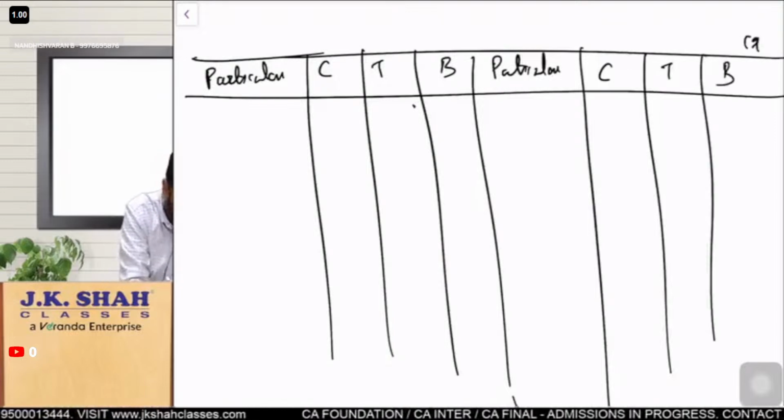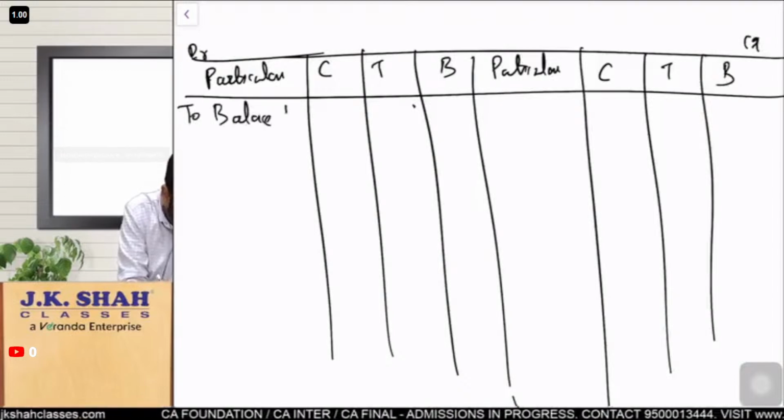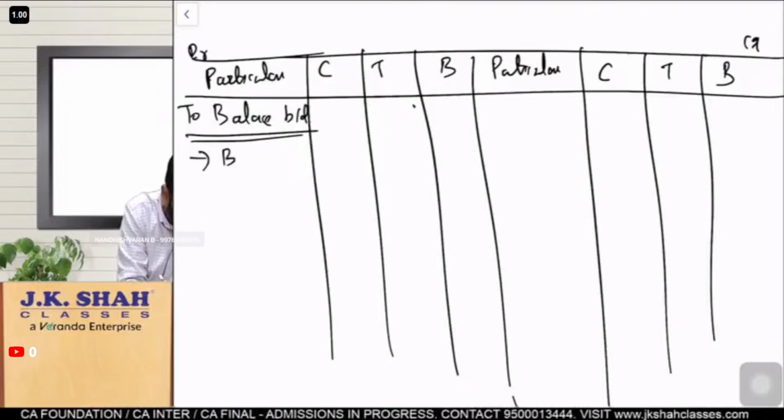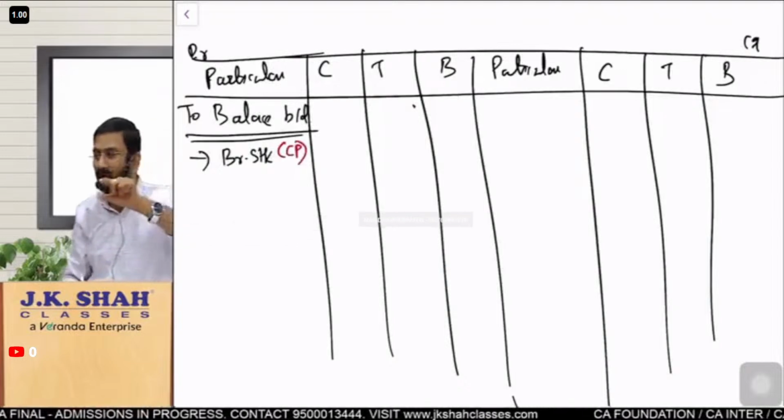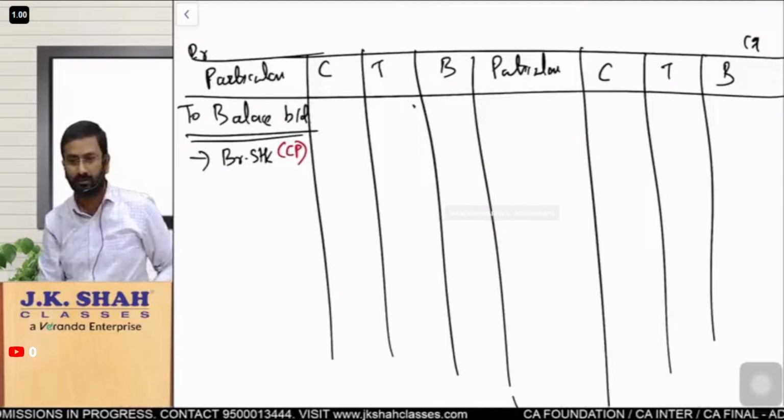Opening balance, to balance brought down. How much is the opening balance, guys? Branch stock, I'll record at which price? Cost, in brackets, like you write it, so tomorrow you should not have confusion. Cost price, why are we doing at cost? Requirement of the question.